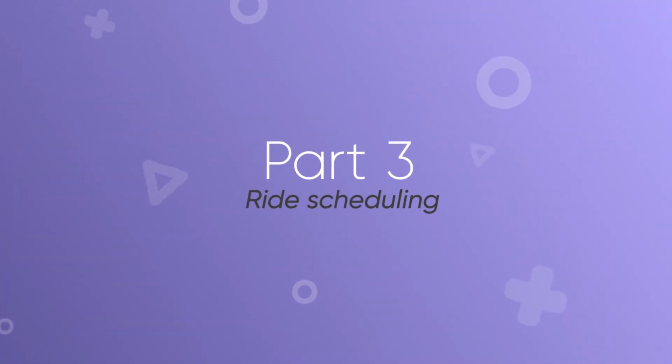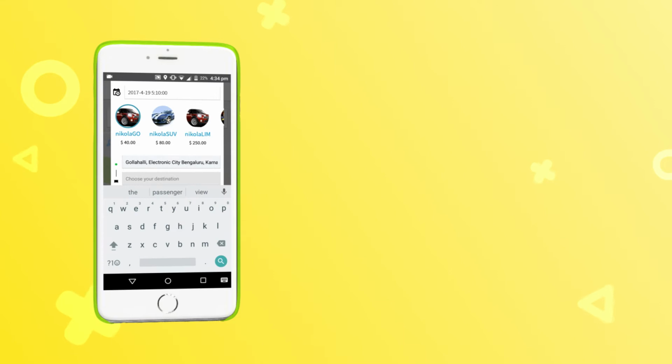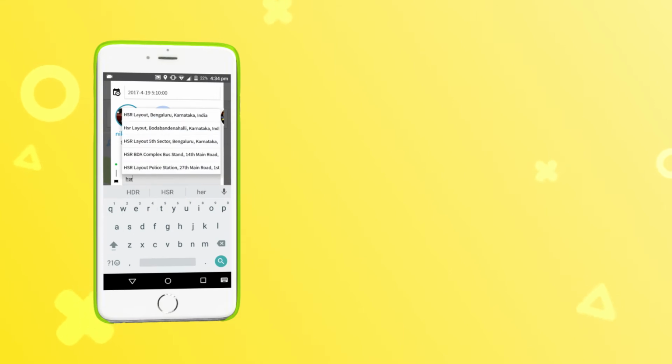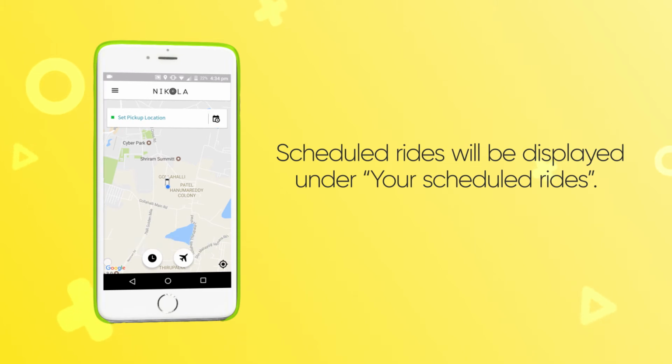In the next part, we'll show how scheduling a cab ride works in Nikola. Nikola allows passengers to book a cab in advance. To do that, tap the schedule icon on the home screen and pick a date and time. Passenger can't schedule a ride earlier than 30 minutes in the future. Once the type of car and destination has been set, the ride is scheduled and it will be displayed in the menu under Your Scheduled Rides.